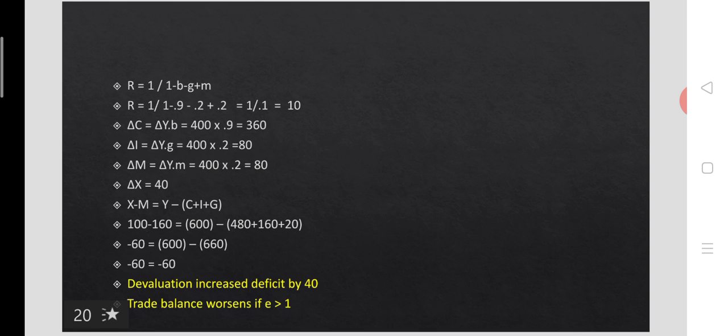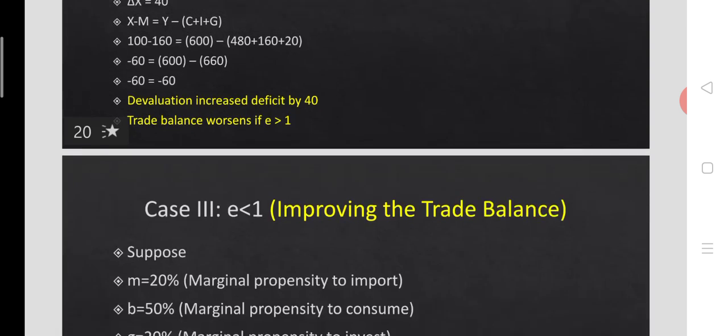That means the trade deficit as per the absorption approach is equal to the excess of domestic expenditure over national income. So in this case total income is 600, domestic expenditure or absorption is 660, then 600 minus 660 is minus 60. That will be the same as the trade balance. So devaluation increased the deficit by 40 million US dollar when marginal propensity to absorb is greater than 1.